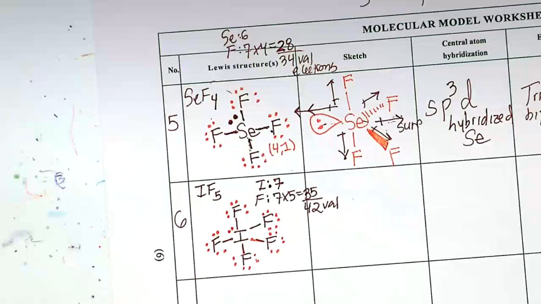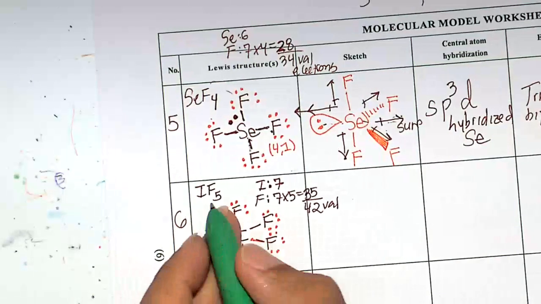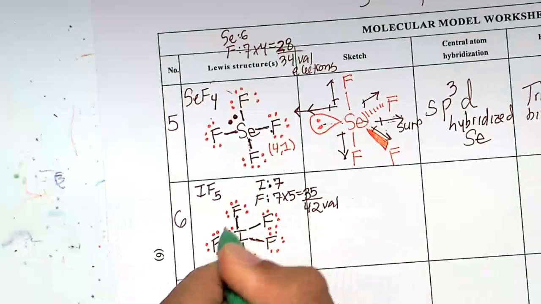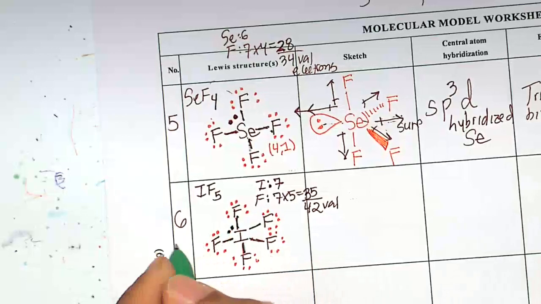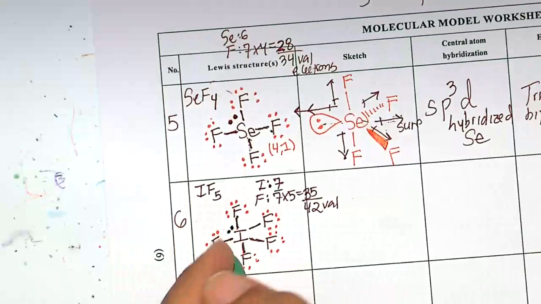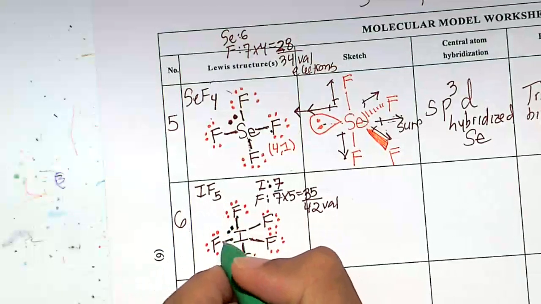Let's do a formal charge check on this iodine for a second. Ready? Count with me: 1, 2, 3, 4, 5, 6, 7. What is iodine happy at? 7. What's 7 minus 7? 0. Now this octet is going to be expanded.